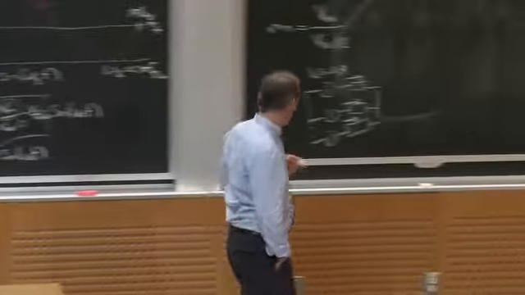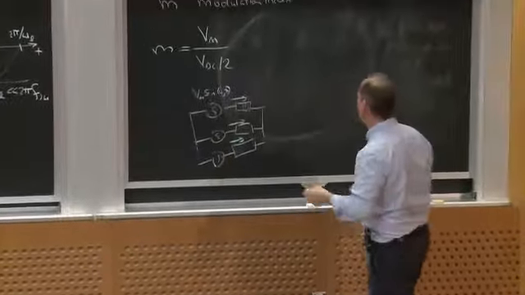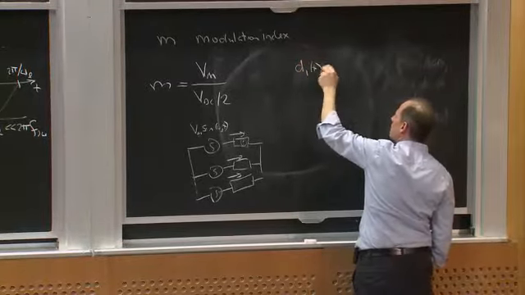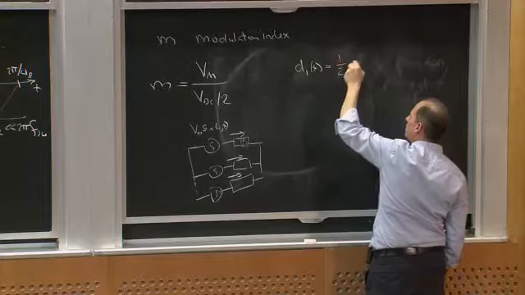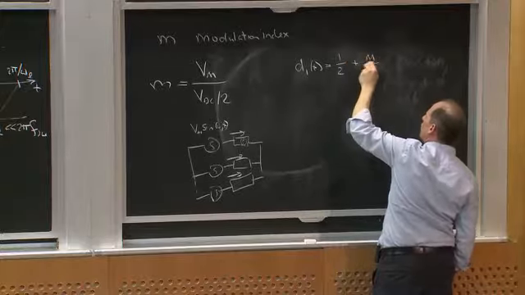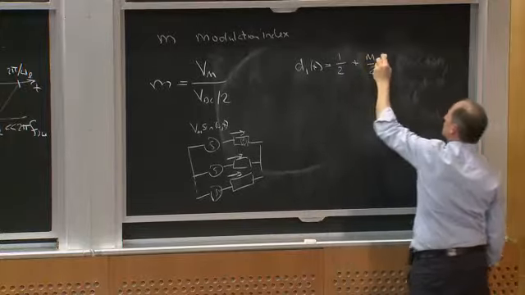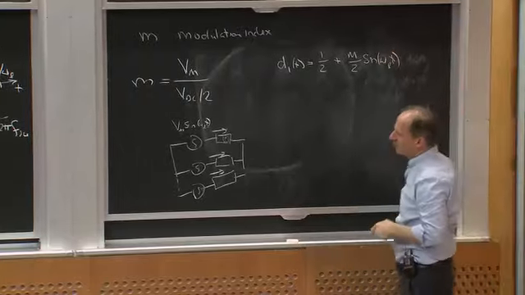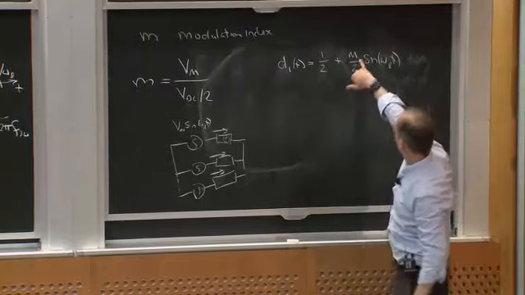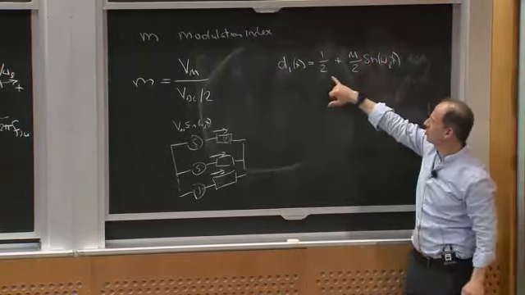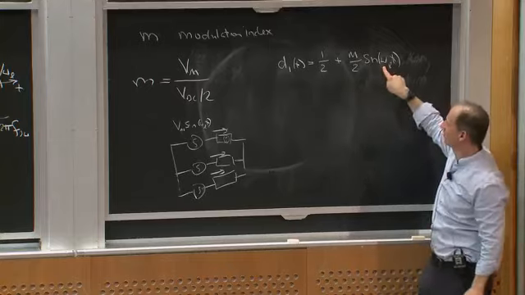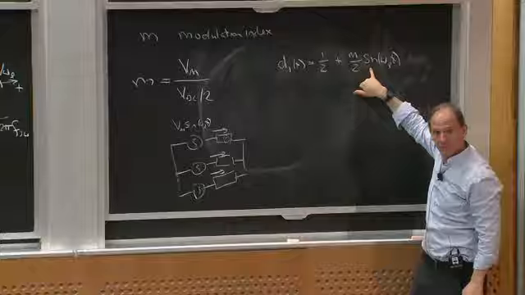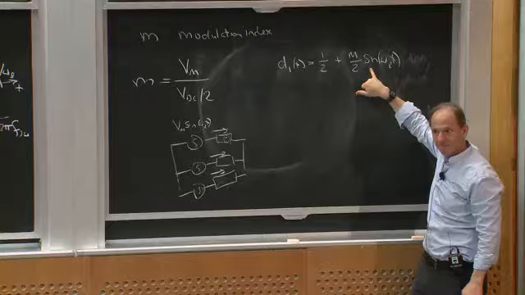The way this would look if I did my sine triangle PWM, d1 of t would be equal to 1/2 plus m over 2 sine of omega line t, right? So if I did my sine triangle PWM, if m was 1, duty ratio goes to 1 when the sine wave is at its peak, and it goes to 0 when the sine wave is at the minimum. Does that make sense to everybody?